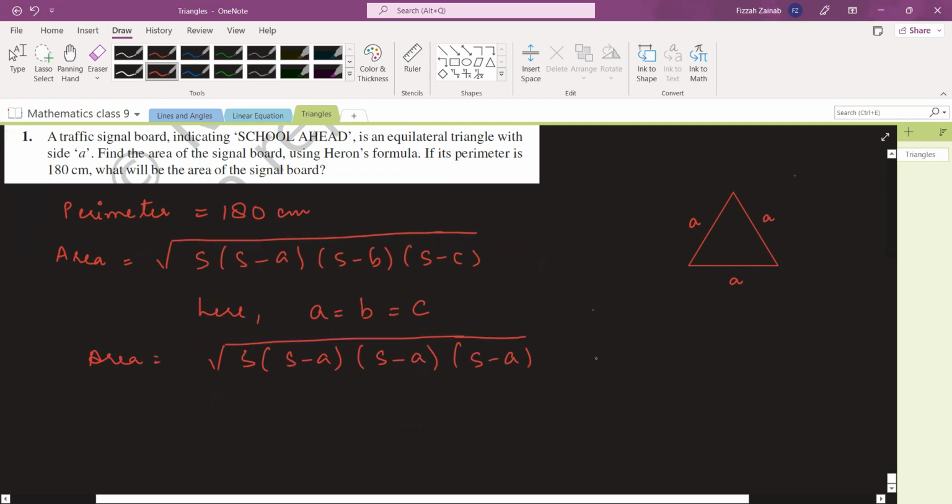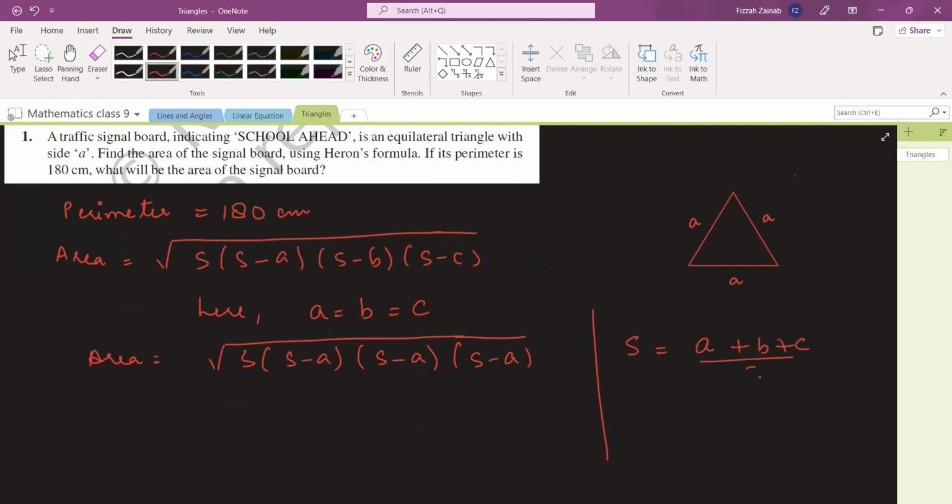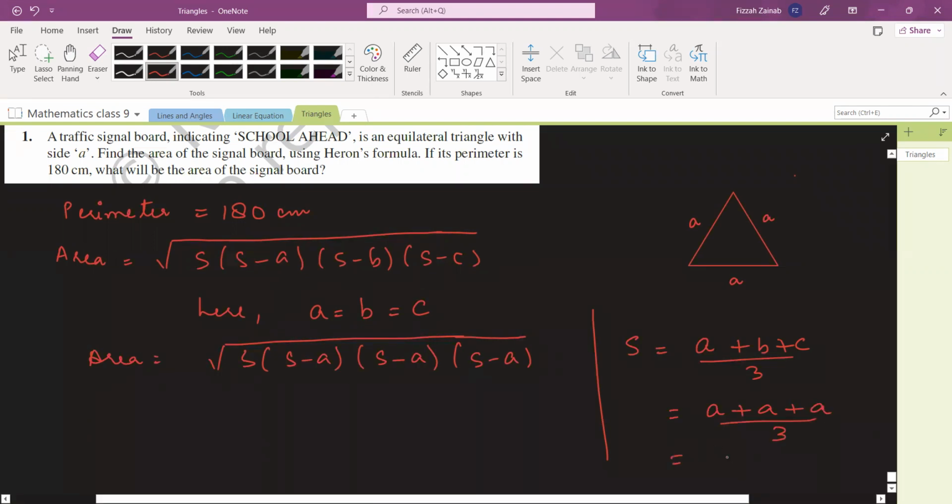So first you find out the semi-perimeter. So semi-perimeter is given by A plus B plus C by 3. So here it is A plus A plus A divided by 3, right? So this is 3A divided by 3, which is equal to A only. So your semi-perimeter is A.